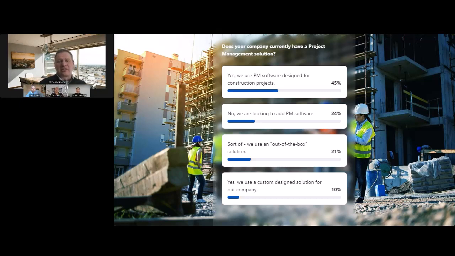The larger organizations tend to have those construction management solutions, where smaller growing ones start with something out of the box or something custom, and then you start to get to the point where people on the job site are looking to add something itself.